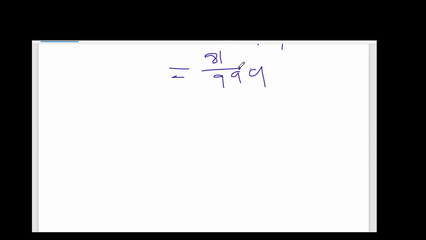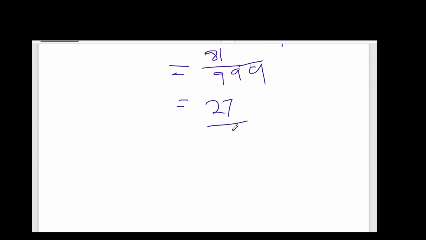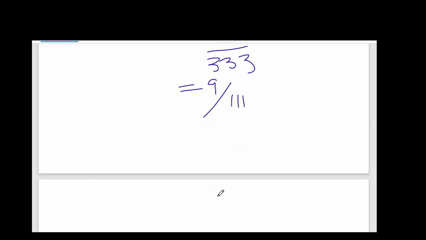Then can we still find a number that can go into 81 and 999? 3 can go into there. So 3 into 81 is 27 over... then 3 into 999 is 333. I can also see 3 going into 27 and 333. So 3 into 27 is 9, and 3 into 333 is 111. Do we have a number again that can go into 9 and 111?